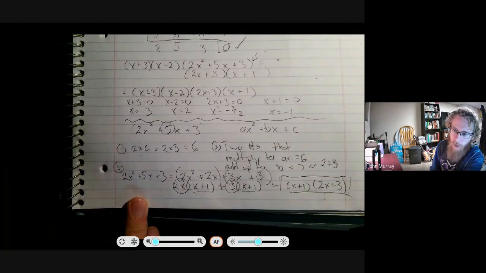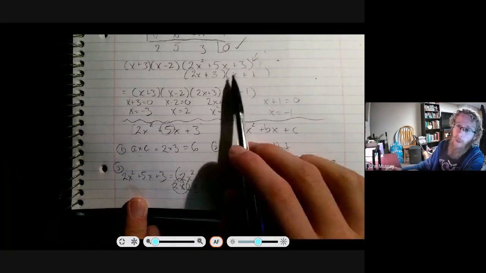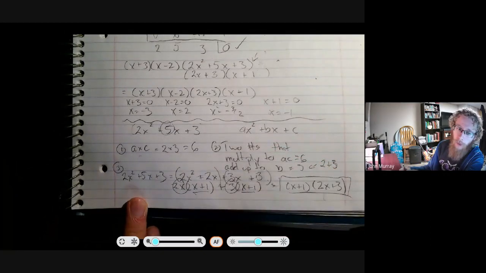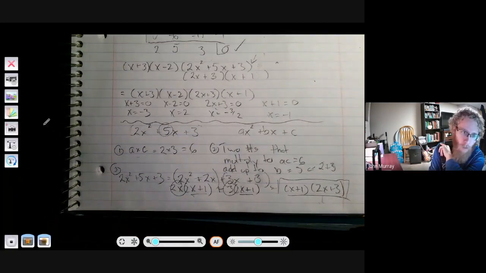Sorry if I confused you there. I messed up a little bit with some of the numbers by bringing that 6 down. But it's just another way, instead of doing some guess and check, to figure out how to factor. All right. So any questions?